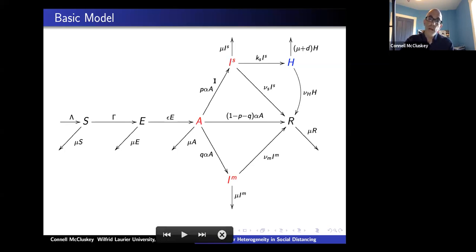All of the red groups here have arrows over to the recovered class, at which point they're safe, and in this model, the immunity is assumed to be permanent. So that's the basic model. There's nothing about social distancing in here.